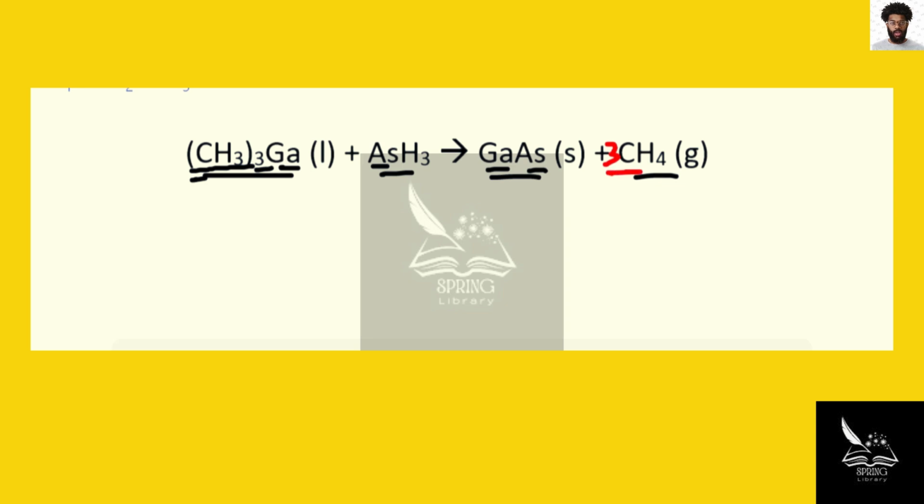Now we have three carbon on each side, and we have 3 times 3, 9, plus 3, 12 hydrogen, and 3 times 4, 12 hydrogen. So now we have the equation balanced. This is the balanced equation for this reaction. From here we can see that 1 mole of trimethyl gallium reacts with 1 mole of arsine gas to produce 1 mole of gallium arsenide.